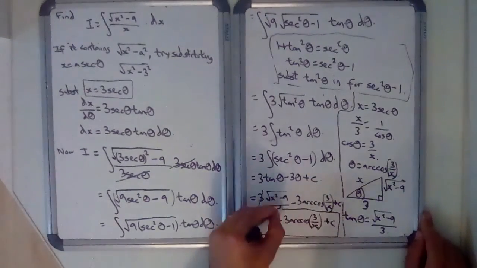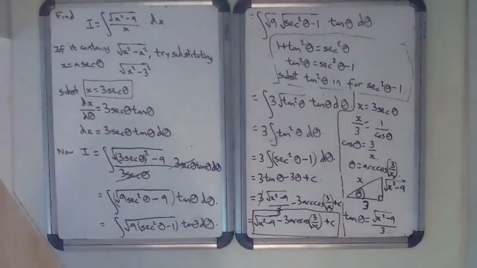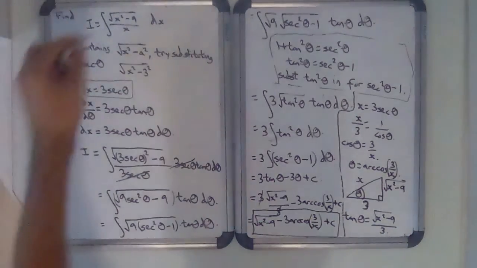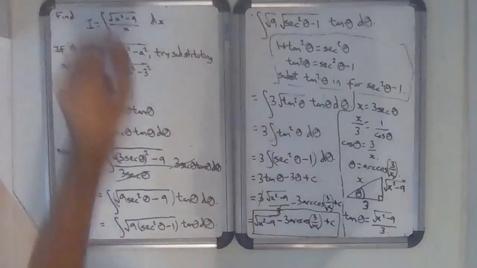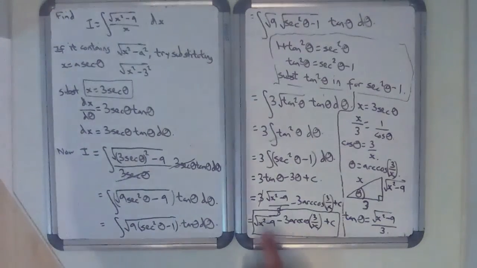And finally, we are here. So the integral with respect to x of the square root of x squared minus 9 over x is square root of x squared minus 9 minus 3 arc cos 3 over x plus the constant of integration.